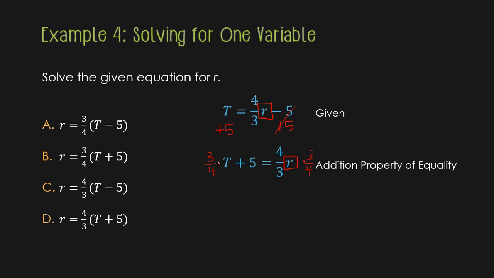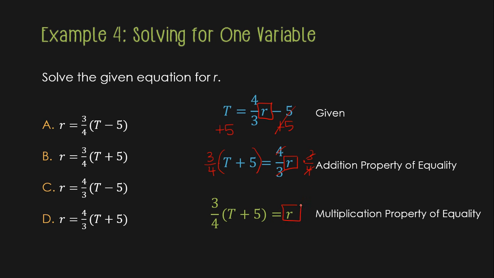When I multiply on the left side, I'm really multiplying the entire left side by that 3/4. When we do that, we're left with 3/4 times the quantity of t plus 5, and that's going to be equal to r, because notice my 4's canceled and my 3's canceled because they eliminated one another when I took the reciprocal.